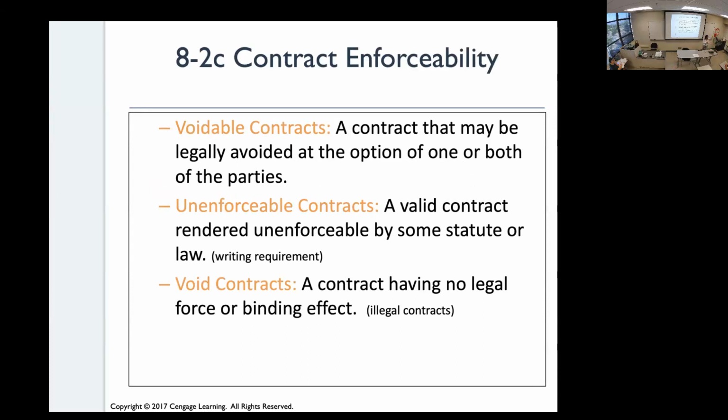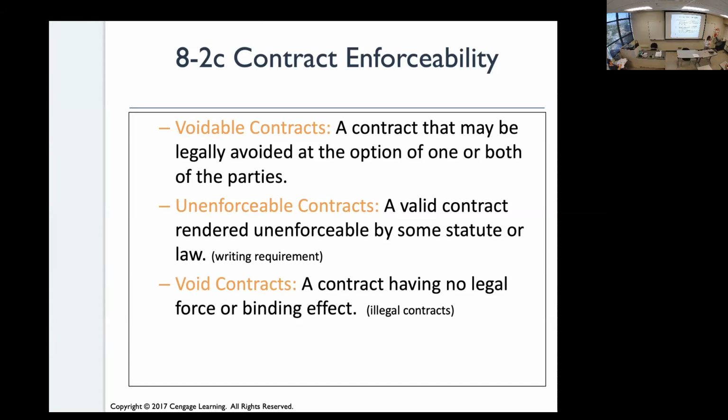Contract enforceability: some contracts are avoidable. A contract that may be legally avoided at the option of one or both parties is called voidable, right? Unenforceable contracts would be a valid contract rendered unenforceable by some statute or law. As I mentioned earlier, and we'll cover in chapter 9, writing requirements: some contracts cannot be enforced because they had to be in writing, period. They don't count if they're not in writing. The parties can then agree, if they still both want to enforce the contract, they're just going to write it down. But it won't be enforceable until then.